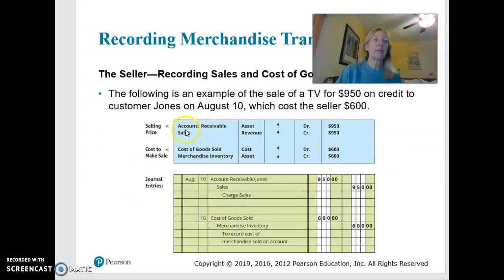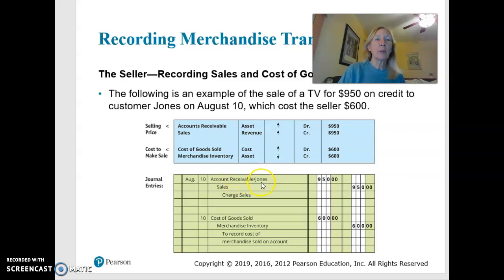So here it is. This is what your homework's like. Following is an example of the sale of a TV for $950 on credit to customer Jones on August 10th, which cost the seller $600. Okay, so here's the 4 transactions. This is like your homework. So what do you have to do? Well, remember, he bought the TV on credit. You are going to put that as an account receivable, and you're now going to put the name of the customer, because that's going to be important later on in this chapter, because we're going to keep track of who owes us money.